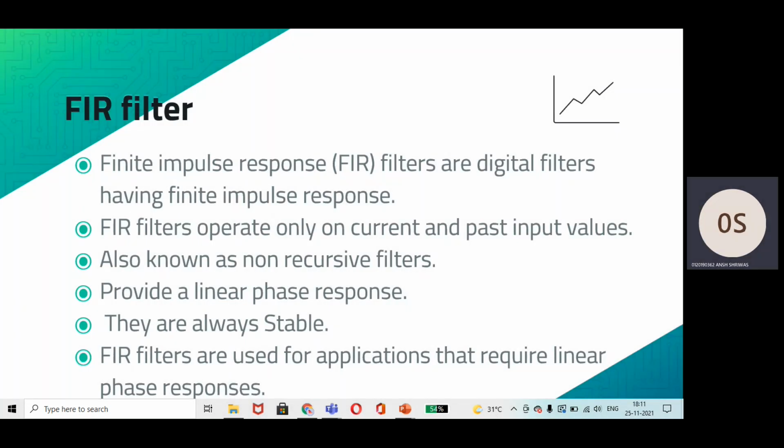We will use an FIR filter for removing this noise from ECG. FIR, finite impulse response. As the name suggests, these are digital filters which have finite impulse response. FIR filters operate only on current and past input values and are the simplest filters to design. FIR filters are also known as non-recursive filters. They provide a linear phase response. They are always stable because they are implemented using an all-zero transfer function. FIR filters are used for applications that require linear phase responses, like high-quality audio systems.